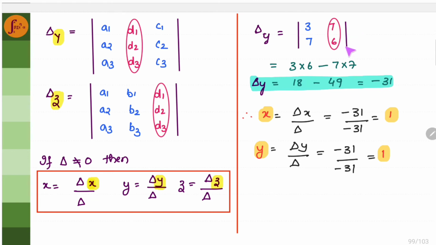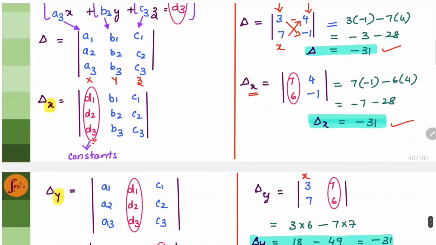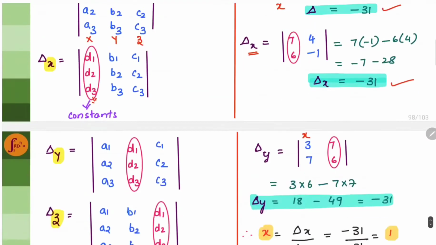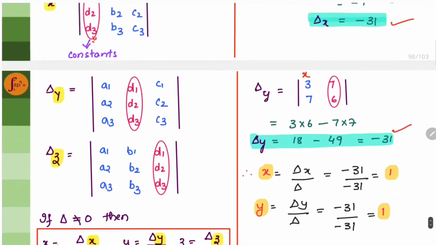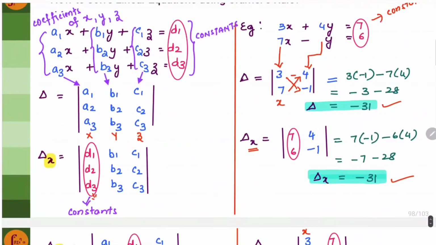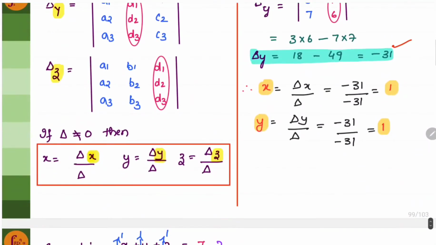Now, in this example, in the determinant of y, the x coefficients, 3 and 7, are going to be the same. The x coefficients 3 and 7 will remain. But instead of coefficients of y, we put constants. Constants are 7 and 6 here. Then we calculate the determinant, and we get minus 31 as the determinant for y, right? Here in this example, you have only x and y. You can have z also. When you have z, then you will have to have a determinant for z also.